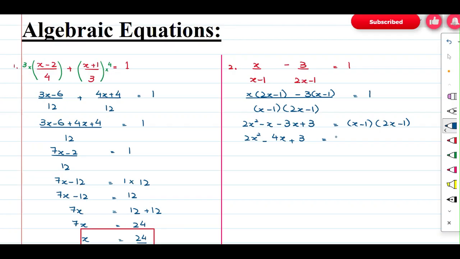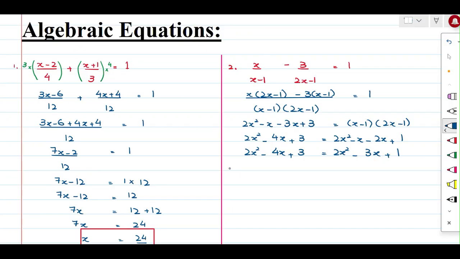x times 2x square, x times minus 1 minus x, minus 1 times 2x minus 2x, minus 1 times minus 1 is plus 1. So 2x square minus 4x plus 3 is equal to 2x square minus 3x plus 1. Okay, now we have to combine all the terms to one side of the equation to solve for x.